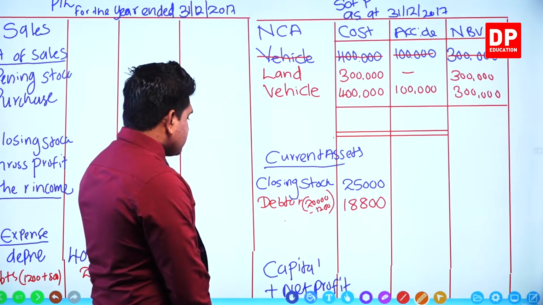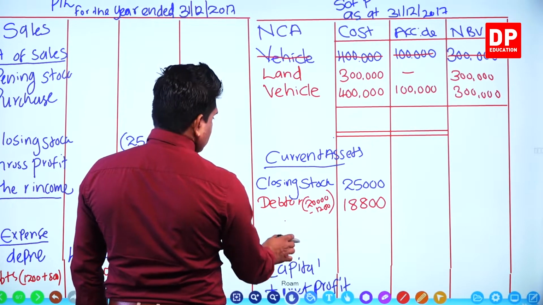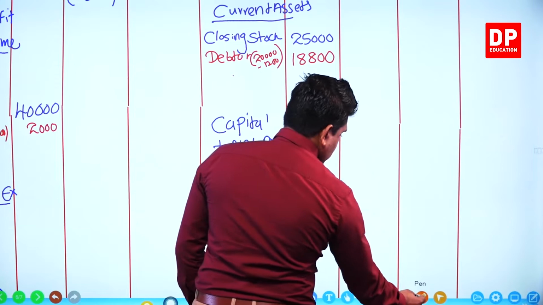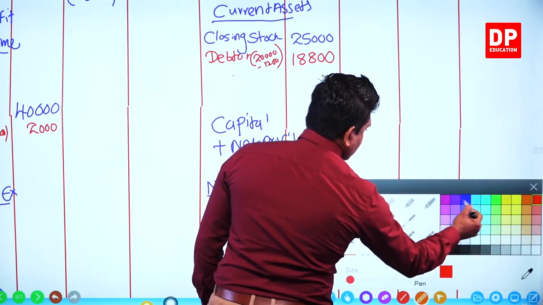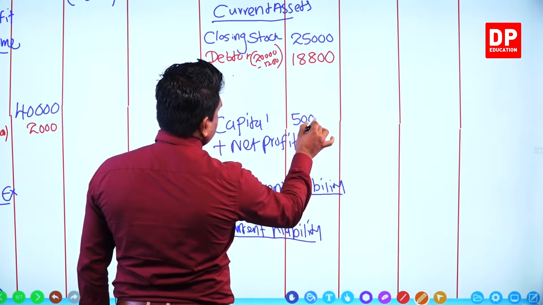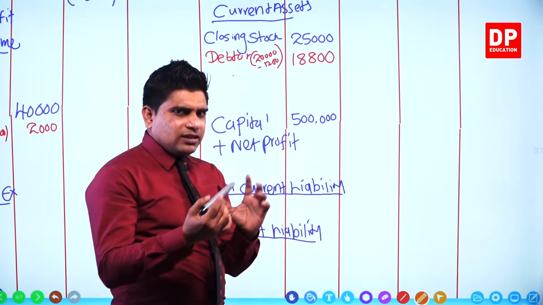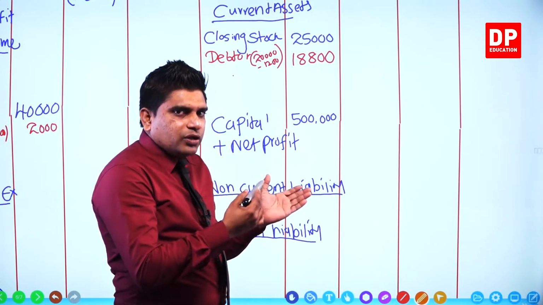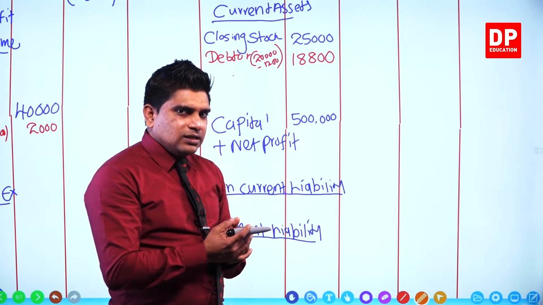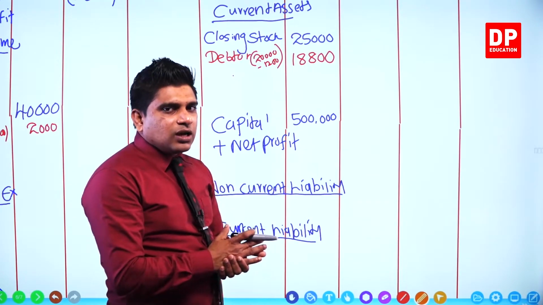Now, okay. Then capital is given, the same question, capital is given 500,000. I use the blue color now. Capital 500,000. I use different colors, and especially I use red color to write the value sums. If I want to highlight some adjustment, I use the red color. But for all the other normal general entries, I use the blue color to write them.